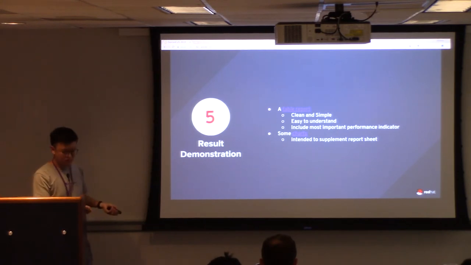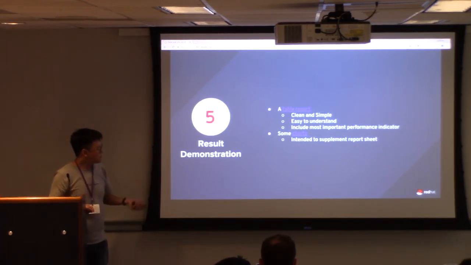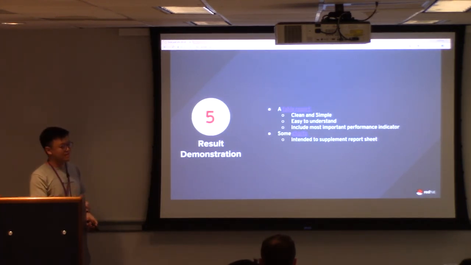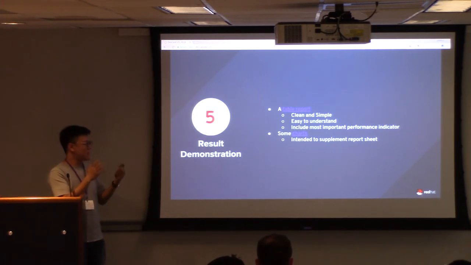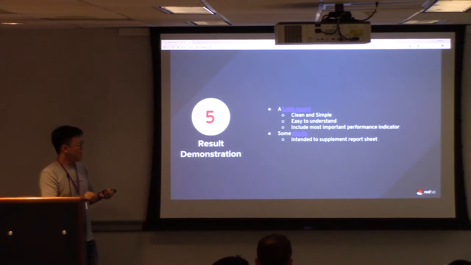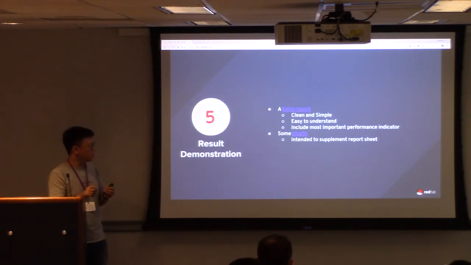The last topic is about the result demonstration. From my perspective, I like a test report with a table. It's a table report with some charts, right? The table report should be clean and simple and easy to understand. And the table report should include the most important performance indicators.